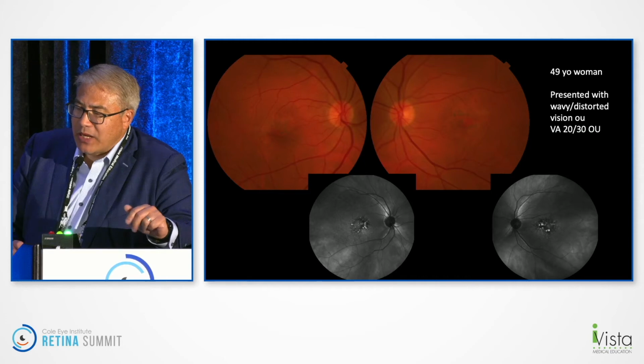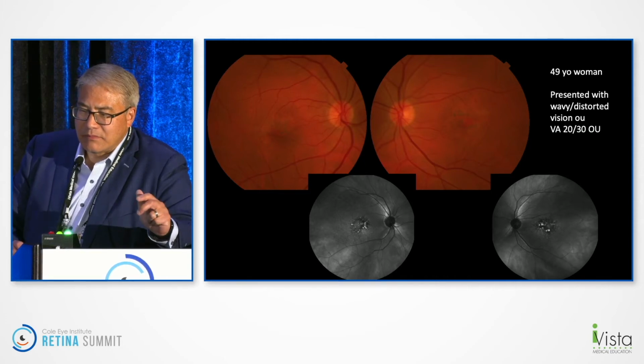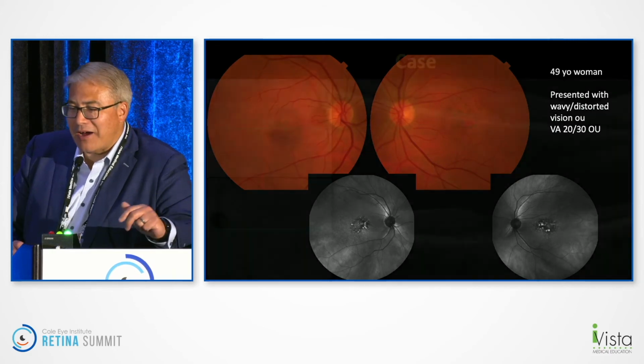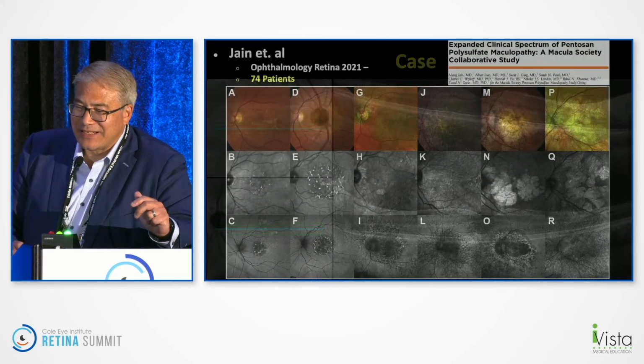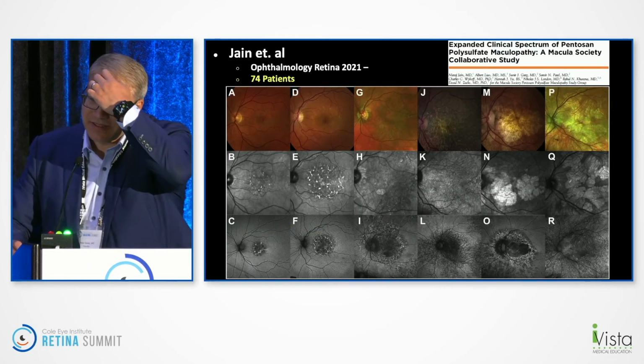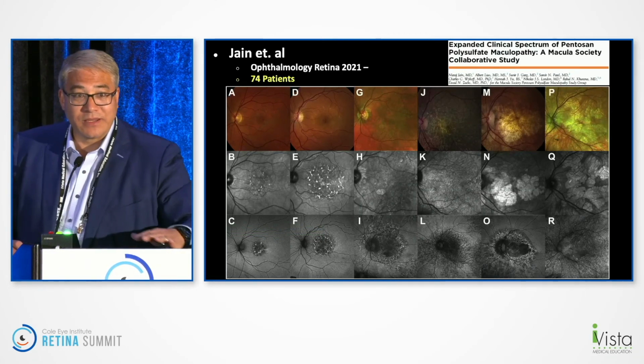49-year-old woman, wavy, distorted vision, 20/30 vision. How bad is her bladder? Oh, wow, that was fast. Yeah. So yes, pentosan polysulfate. Everybody know about this entity?